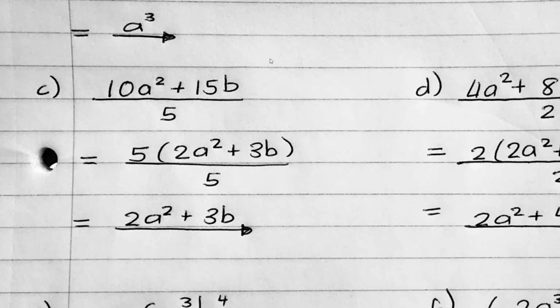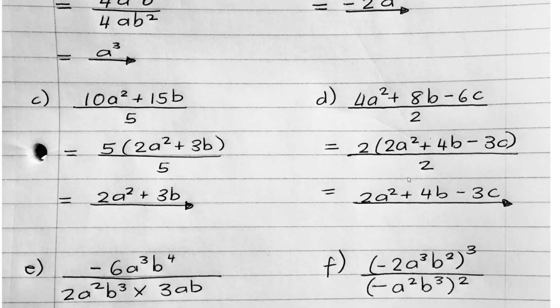C, if you split yours up and put it over 5 and did it that way, that's fine. I used factorization, so a number that can go into 10 and 15, that's 5. So if I divide through by 5, I'm going to get 2a squared plus 3b. Then my 5's will cancel, and I'm just left with the bracket.